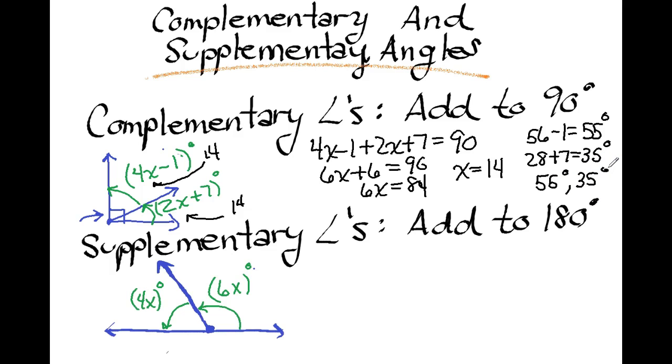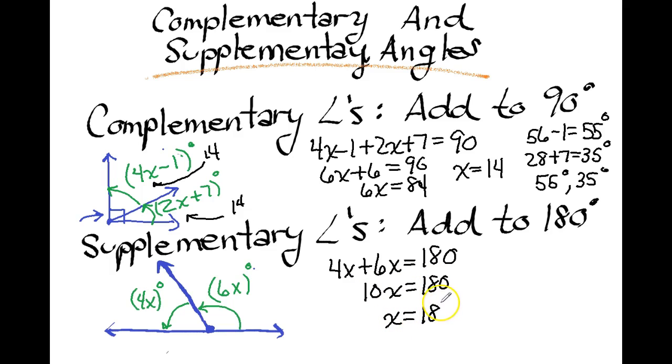Next is our supplementary angles. If we add these two, 4x plus 6x, we should end up with 180 degrees. Combine like terms to get 10x equals 180 degrees. x equals 18. So if we want to find out what our two supplementary angles are, we would plug x into 6x and into 4x. Let's go ahead and do that and find out what we have.